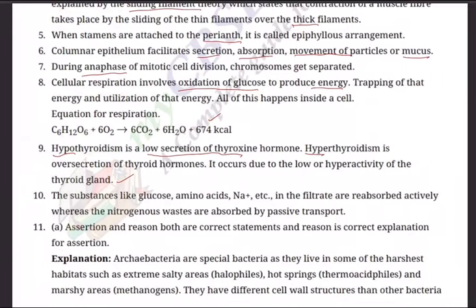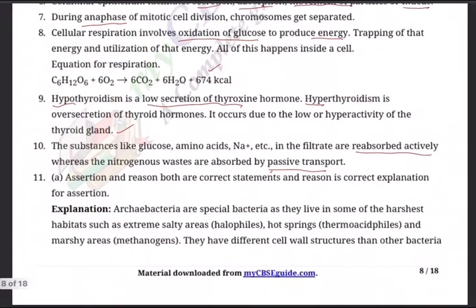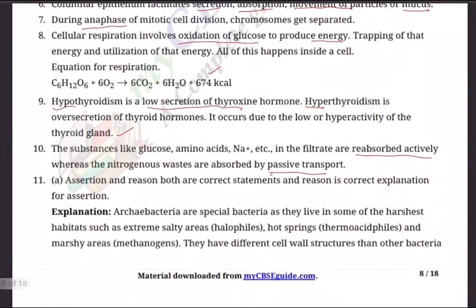Question 10. Sort the following into actively or passively transported substances during reabsorption of glomerular filtration rate, GFR: glucose, amino acids, nitrogenous base, sodium plus and water. The substances like glucose, amino acids, Na plus, etc. in the filtrate are reabsorbed. Remember the nephron diagram, selective reabsorption. Whereas the nitrogenous bases are absorbed by passive transport. So one is the active transport, another is the passive. Active means we are spending energy, passive means without spending energy.